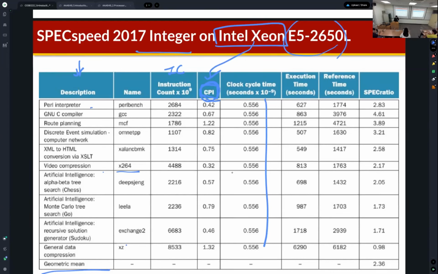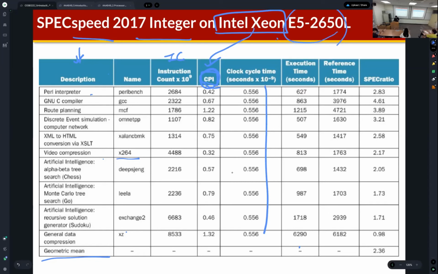And then SPEC speed measures the latency, the response time of this application on this processor. We can calculate the execution time here, so you can see the result here. And the important thing is that we can find the reference time. So why do we need the reference time?